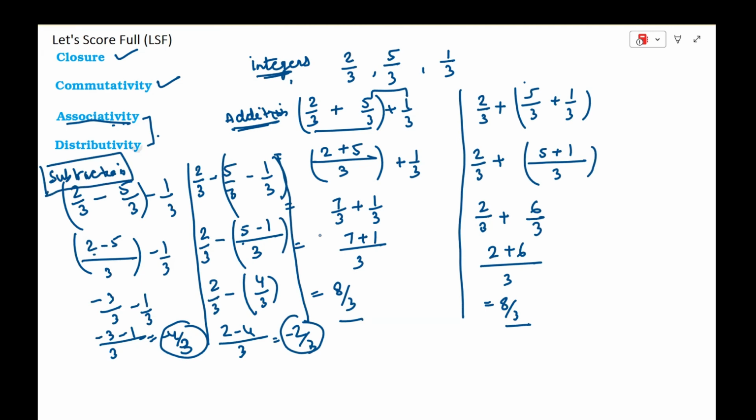Like that, you can try for multiplication and division. And we have studied this for integers. You can even try for other types of number. Natural number, whole number, then integers, then rational number. For all, you can try.